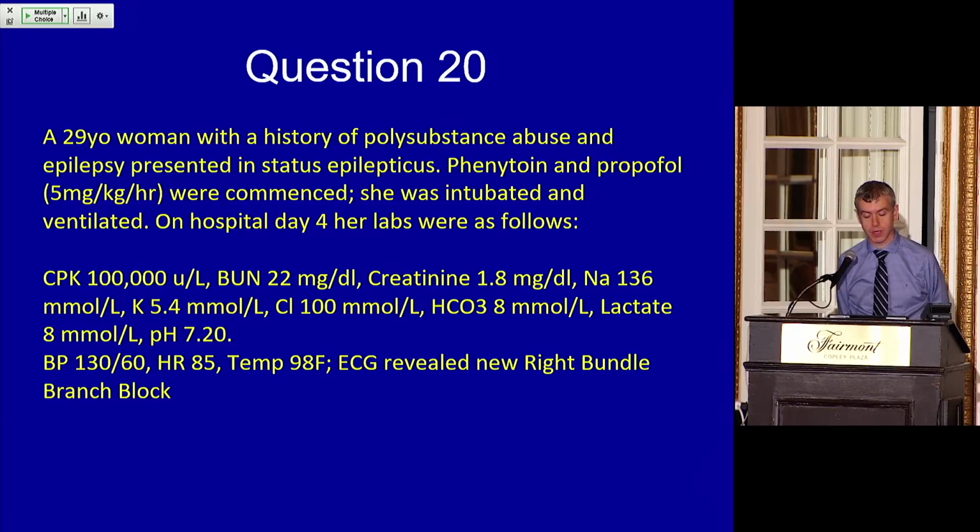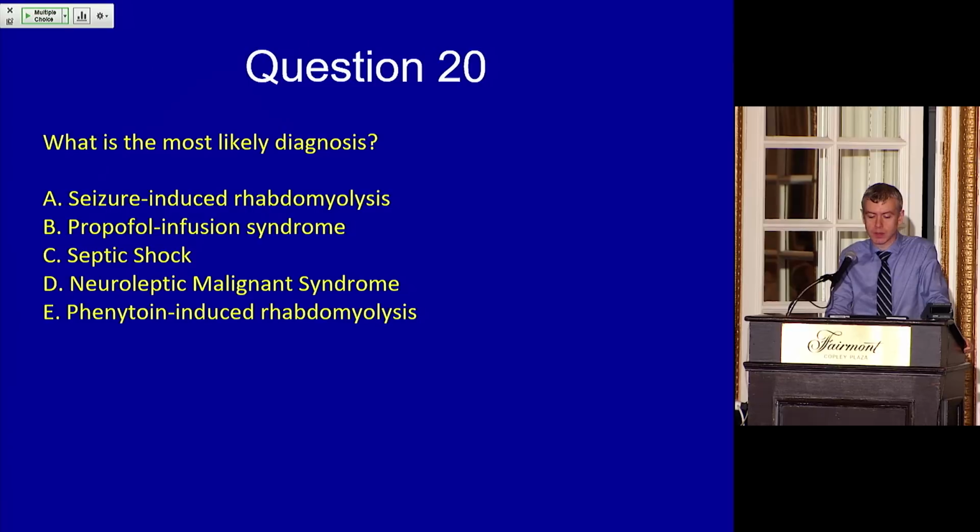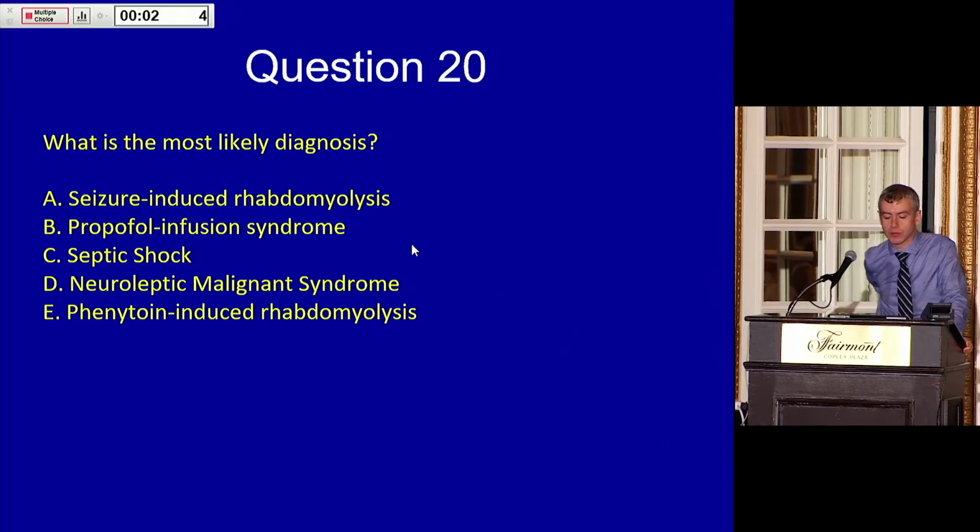She had a CPK of 100,000, BUN of 22, a creatinine of 1.8. Other notable labs include a K of 5.4, bicarb of 8 millimoles per litre, a lactate of 8, and a blood pH of 7.2. Her blood pressure was 130 on 60, heart rate 85, she was afebrile, and on her ECG, she developed a new right bundle branch block. What is the most likely diagnosis? Is this seizure-induced rhabdo, propofol infusion syndrome, septic shock, neuroleptic malignant syndrome, or phenytoin-induced rhabdomyolysis?